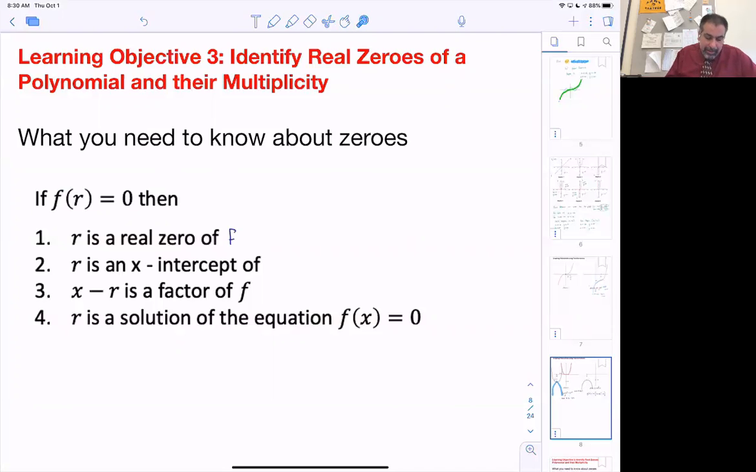Next, if it's a 0, you've heard me say it, zeros and x-intercepts are the exact same thing. So whatever you get for a 0 is the same as saying you get that for an x-intercept. The next one's kind of an interesting one. If it is a 0 of a polynomial, now you know a factor. You automatically know x minus r is a factor. And lastly, it means if you've got a 0, when you plug r in, you're going to get 0 out. That's all this means. So these are the facts about real zeros.